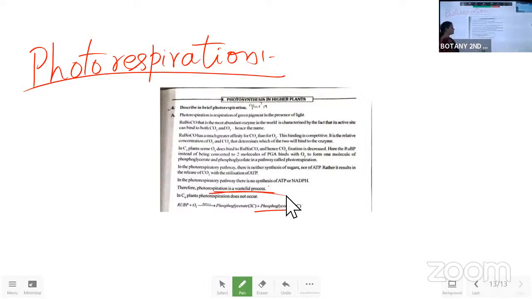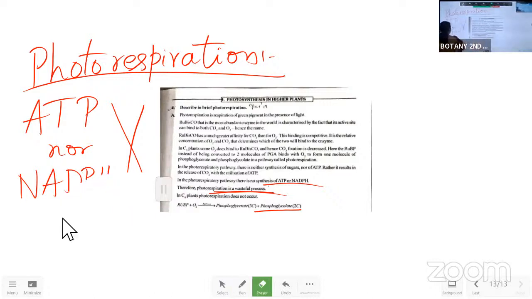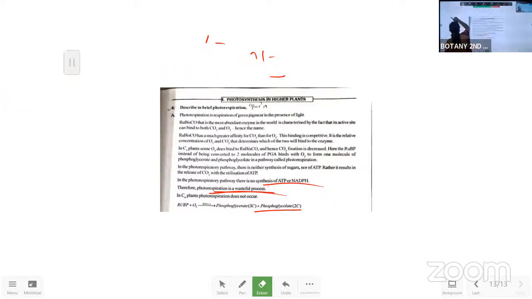And during this process, there is no synthesis of ATPs nor NADPH2s. No ATP synthesis nor NADPH2. There is no formation of this. With this, no energy is going to be gained for the plant body. So this much you have to write in the photorespiration. Then you will get 4 out of 4 for this question.